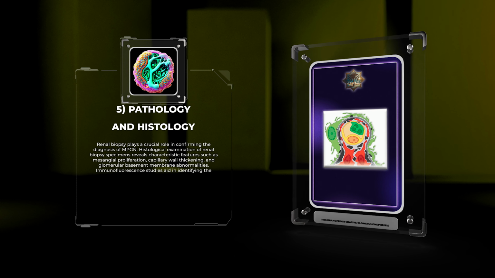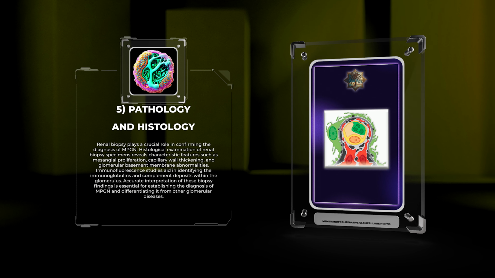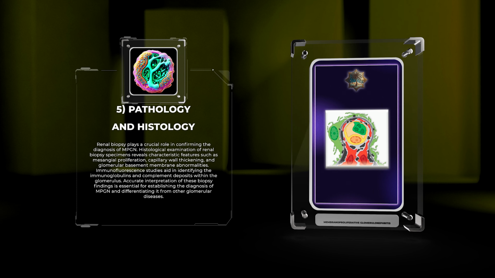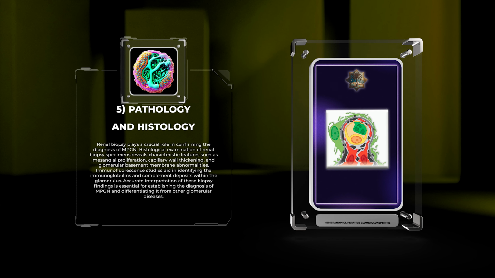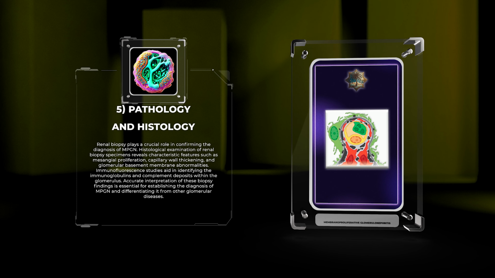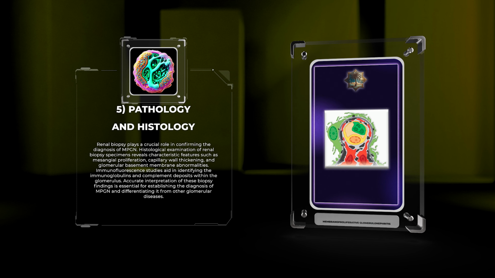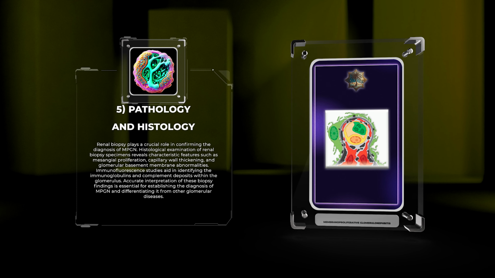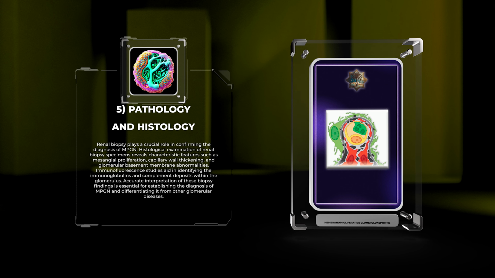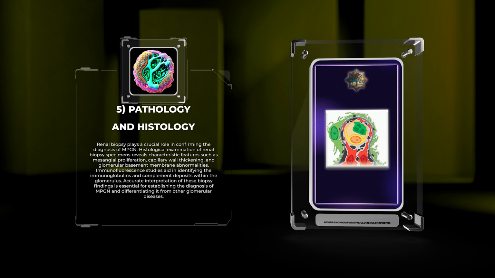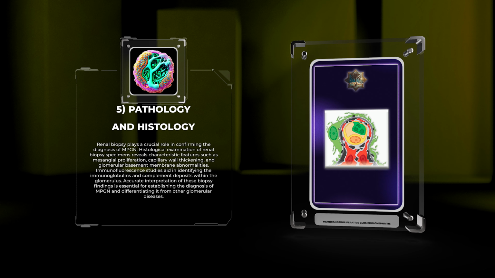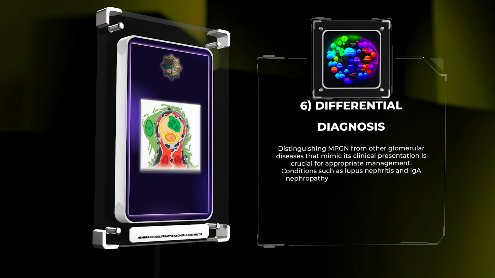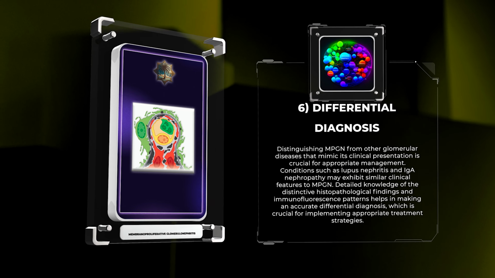Renal biopsy plays a crucial role in confirming the diagnosis of MPGN. Histological examination of renal biopsy specimens reveals characteristic features such as mesangial proliferation, capillary wall thickening, and glomerular basement membrane abnormalities. Immunofluorescence studies aid in identifying the immunoglobulins and complement deposits within the glomerulus. Accurate interpretation of these biopsy findings is essential for establishing the diagnosis of MPGN and differentiating it from other glomerular diseases.